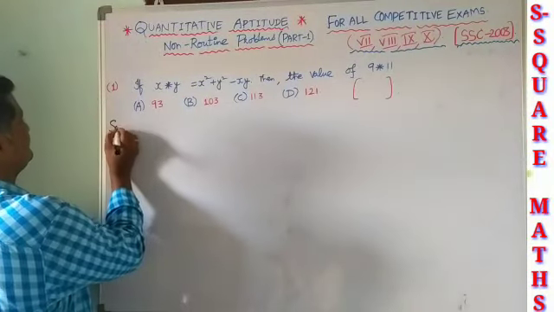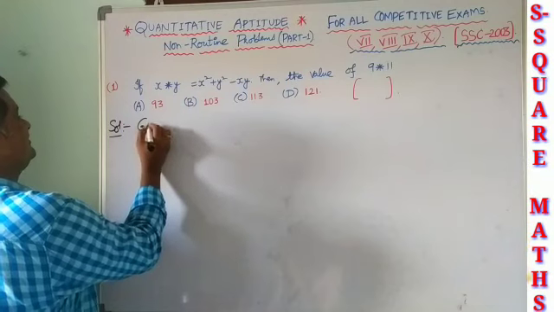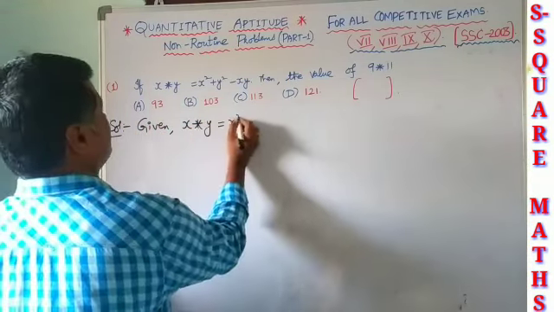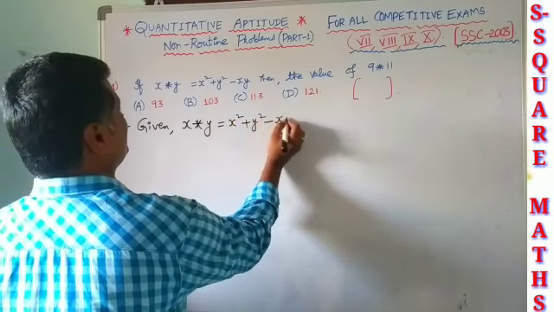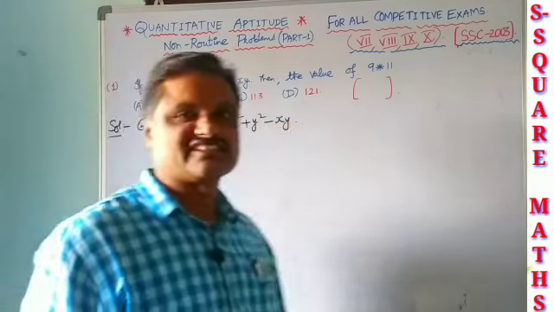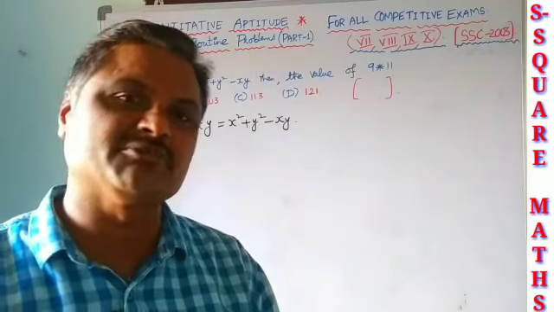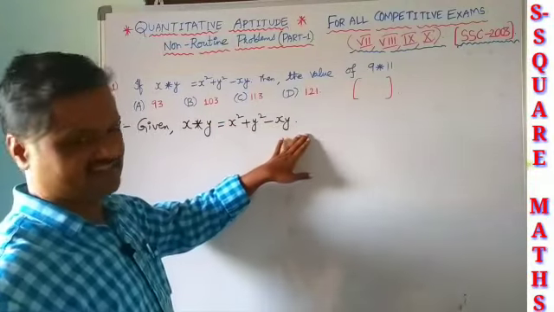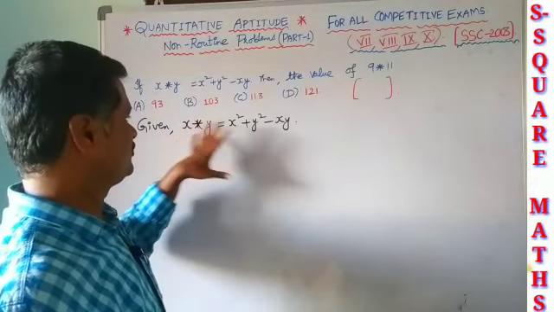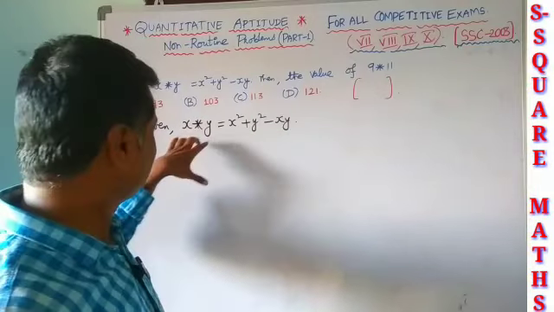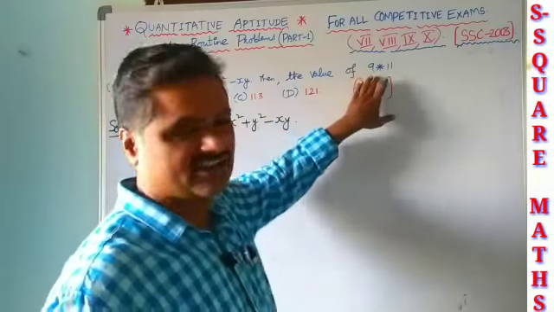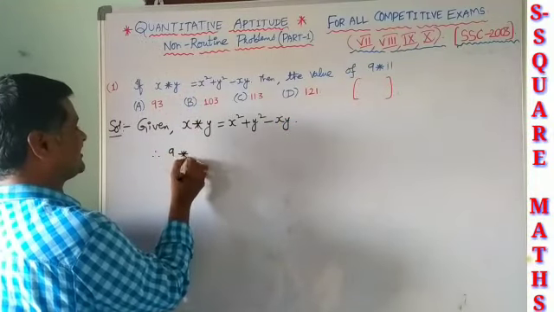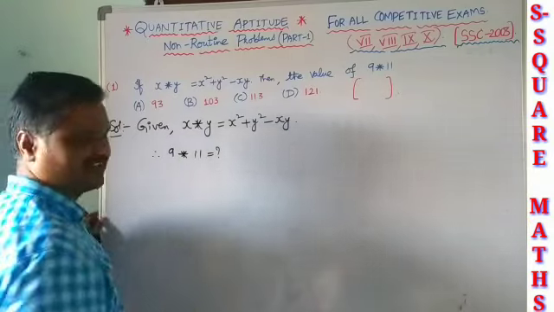Solution. Given x star y is equal to x square plus y square minus xy. So star is our operation, a binary operation between x and y. It is defined as x square plus y square minus xy. With this condition, we have to determine the value of 9 star 11. So 9 star 11 is equal to question mark, we have to find.